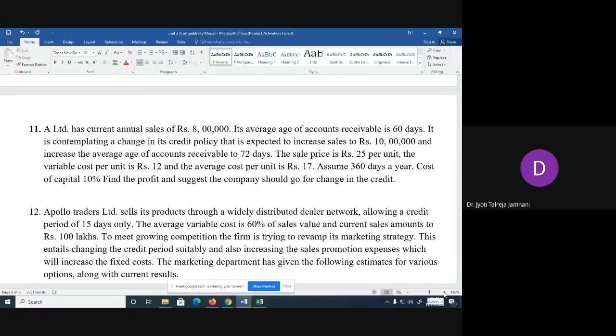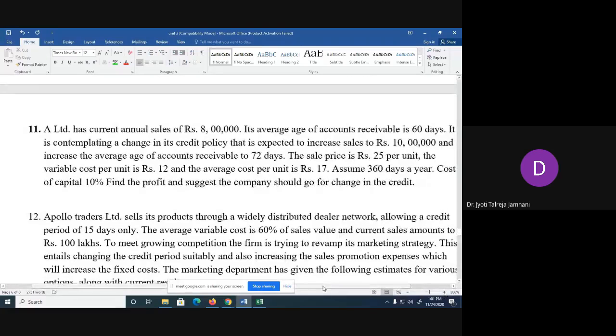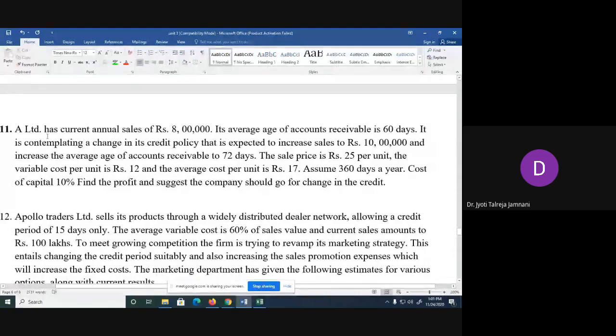Just read it once and see if there is any technicality which you can't do. A Limited has current annual sales of 8 lakh. Its average age of accounts receivable is 60 days. It is contemplating a change in its credit policy that is expected to increase the sales to 10 lakh. So they've given you sales of 8 lakh and 10 lakh rupees both, and an increase in the average age of accounts receivable to 72 days. So ACP currently is 60 days and new it is 72 days.